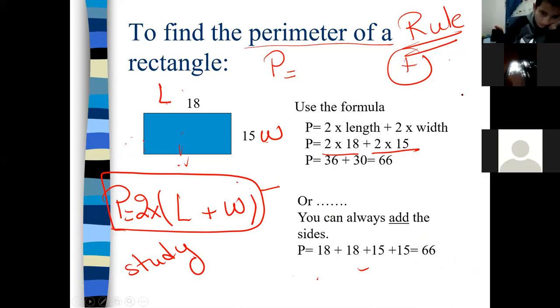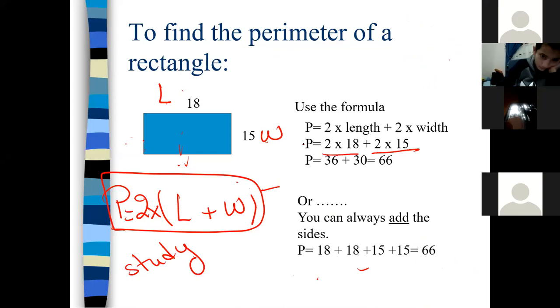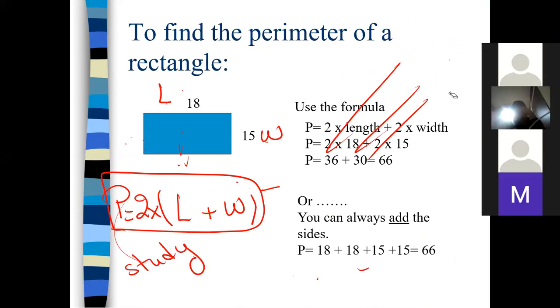Repeat again. What is the parameter of a rectangle? 2 times length and width. So just study this one, teacher, that I wrote. 2 times, we open brackets, length plus width. What is the parameter of a rectangle? 2 times length and width. Excellent. Thank you.